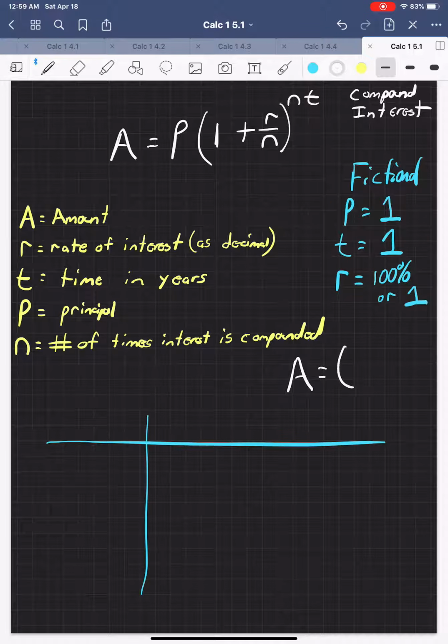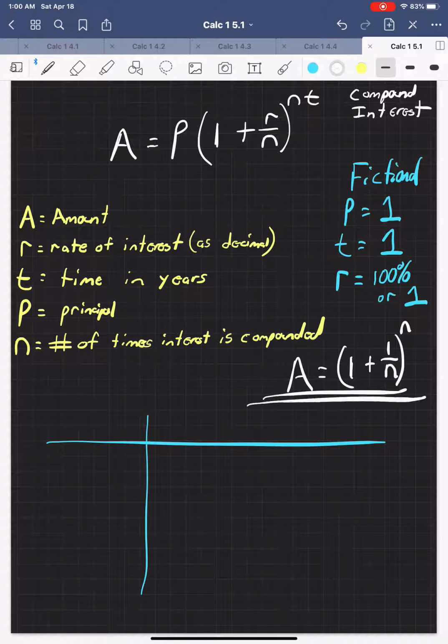Well, this would be 1 times (1 plus 1 over n), and then n times 1 would just be to the power of n. Now here's something fairly interesting. Ready? We're going to pick some values for n, and then plug them into our (1 plus 1 over n) to the power of n. Let's do it. We're not going anywhere, we're in quarantine. So let's start with n equals 1.